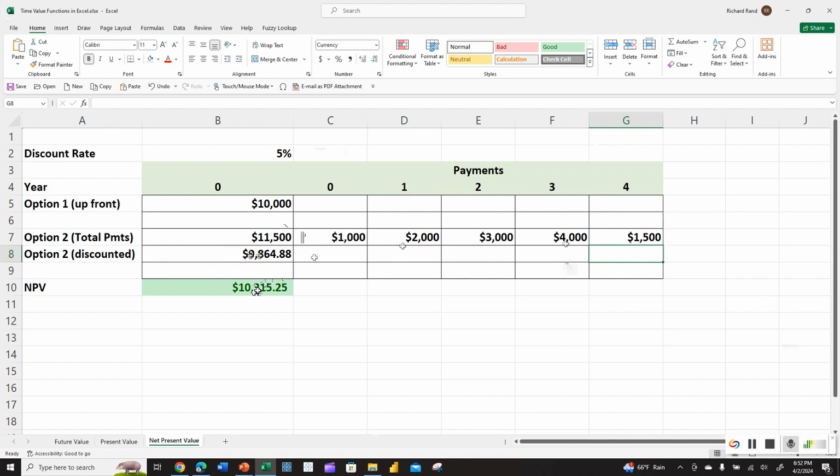But remember, future value, present value, payment, and net present value are all financial functions that are built into Excel.